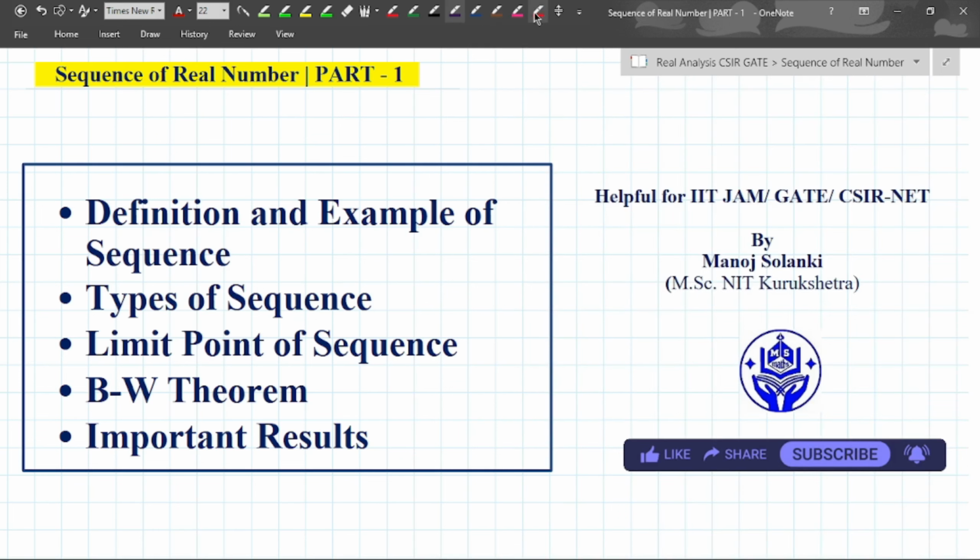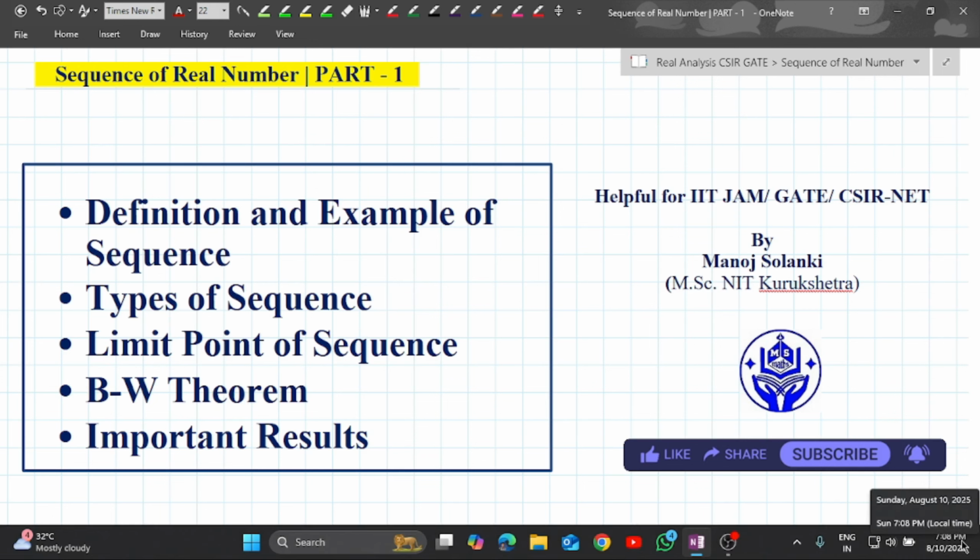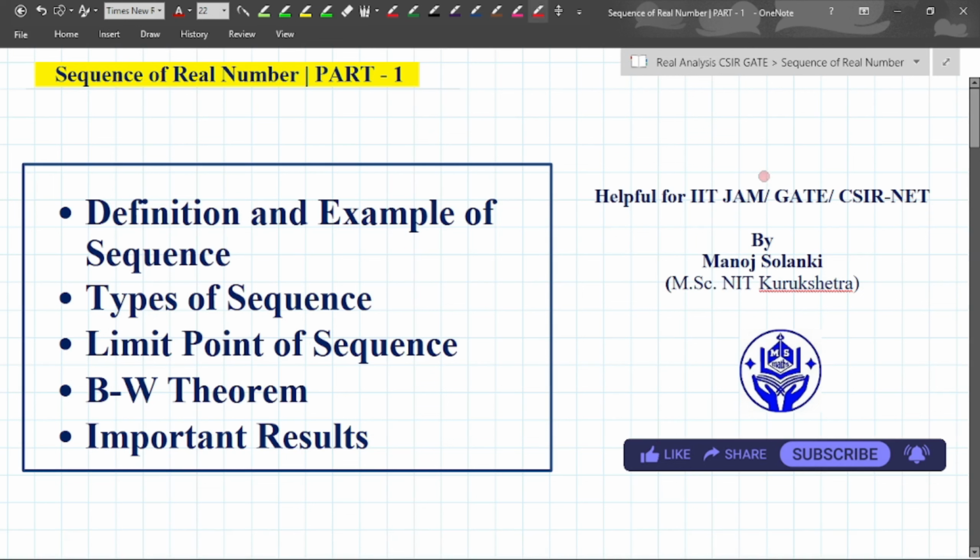Now, in this particular video, I'm going to start sequence of real numbers. I will discuss the definition and examples of sequences, types of sequence, and then limit point of sequence, Bolzano-Weierstrass theorem, and some important results. This will be helpful for IIT JAM, GATE and CSIR-NET.